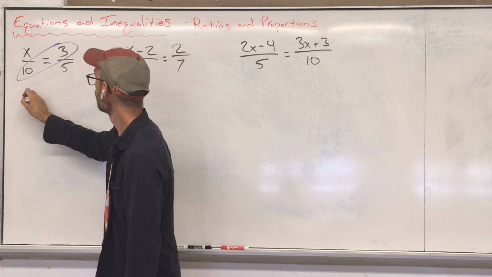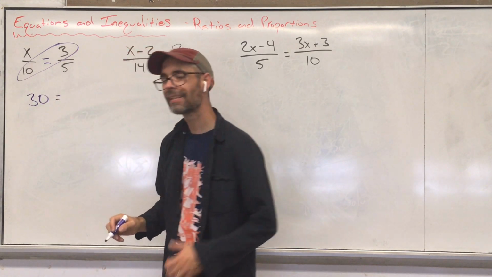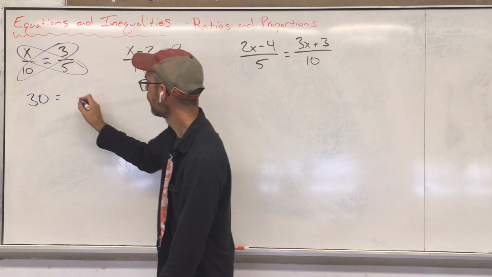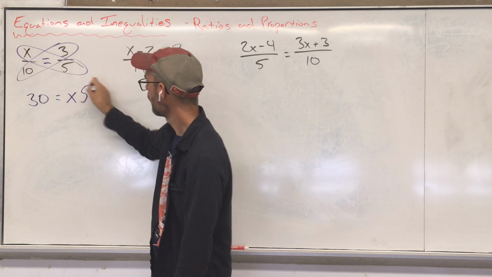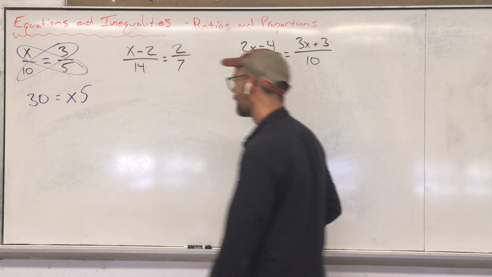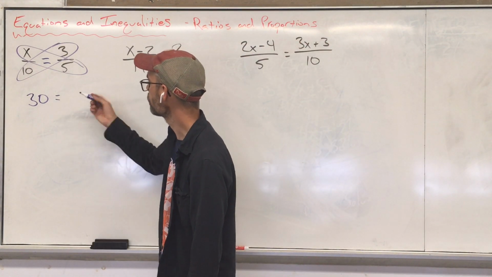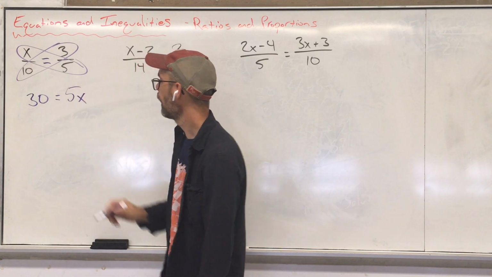10 and 3 give me 30. Do the same thing to the other pair. X times 5, you could say x5, but we don't like that. That's not mathematically correct. We always want to put, remember, the number first, 5x, okay?